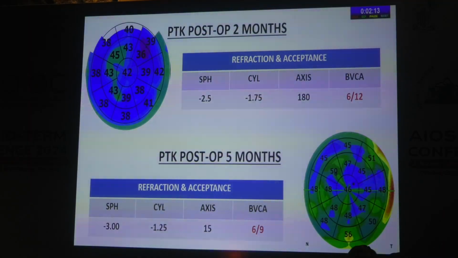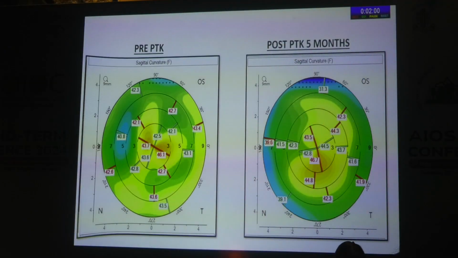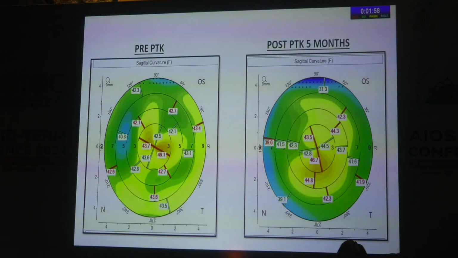Now we can see the epithelium has become fairly regularized, almost 50 microns everywhere. And now she's got a refraction of -3 with -1.25, with the best corrected vision improving to 6 by 9. And this is the topography post PTK. So we can see it's not an absolutely regular topography, but it's kind of better than what it was pre-PTK.